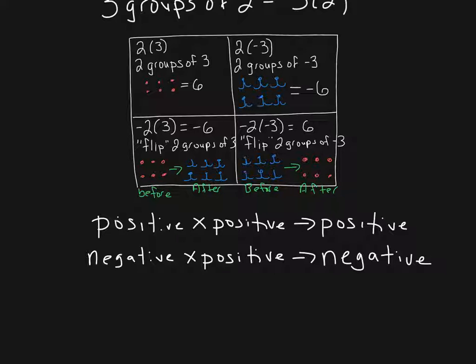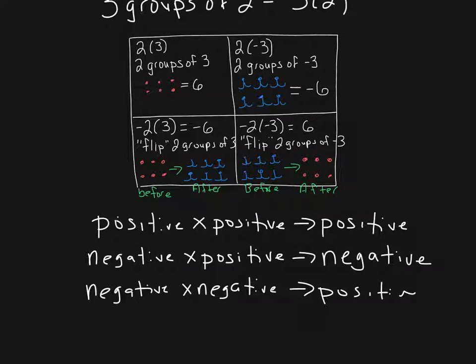And then if you have a negative times a negative, you also end up with a positive. So you could almost say if the signs are the same, you end up with a positive, and if the signs are opposite, then you would end up with a negative value.